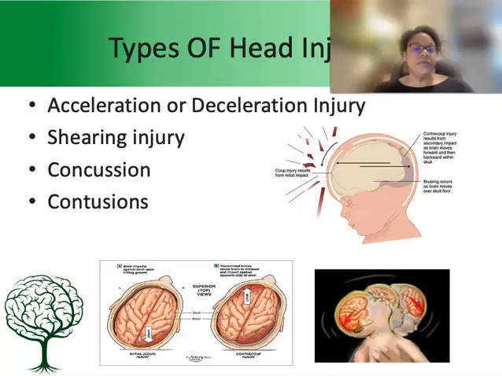So head injuries. Since we're talking about cranial, we're going to talk about some head injuries really quickly. For our head injuries, we're going to talk about acceleration or deceleration injury. You talked about this in an earlier class, so I'm not going to spend a lot of time here either. So this is just a review. And then shearing injuries, concussions, and contusions.